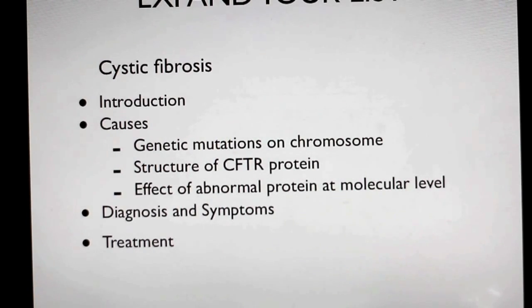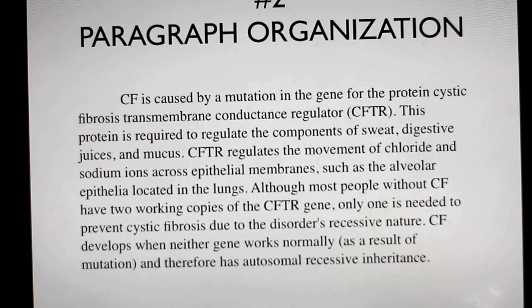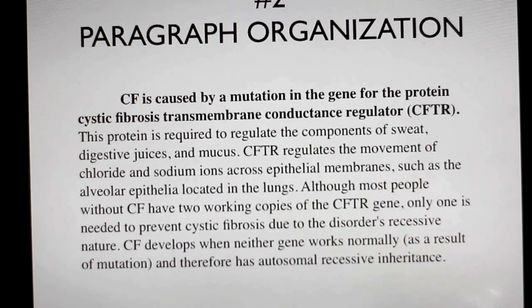Next, each of these subtopics, like genetic mutations of the chromosome, you would expand into an entire paragraph or section. When you start writing a paragraph, the first sentence of the paragraph is called the opening sentence. This opening sentence describes what I'm going to talk about in the rest of the paragraph. If I'm talking about the mutation in the gene of the protein CFTR, that's what I'm going to build my story on. The entire paragraph will be built on that.